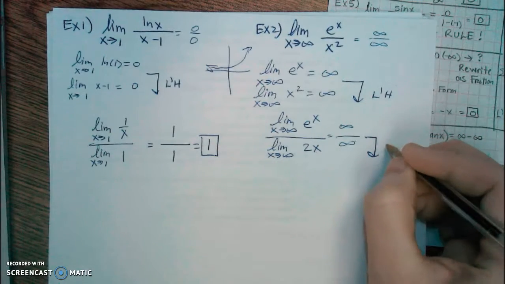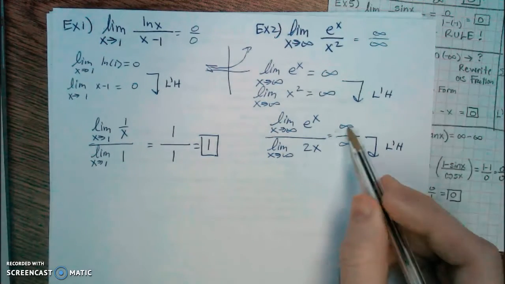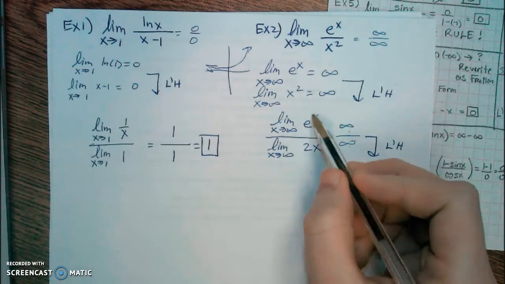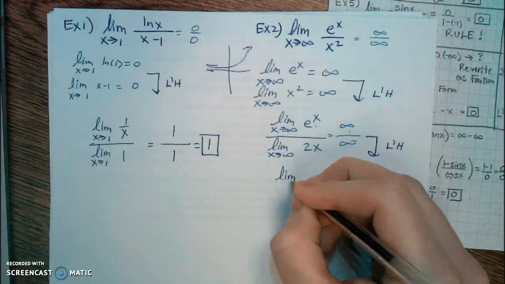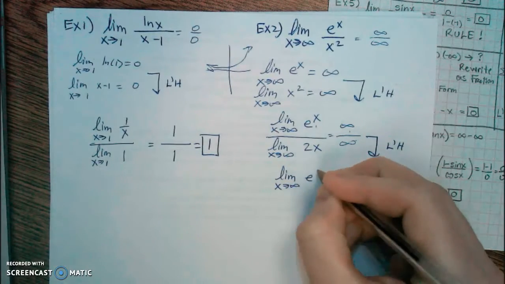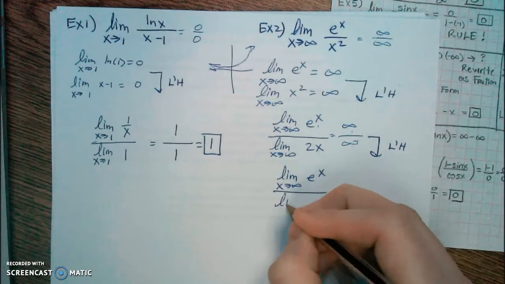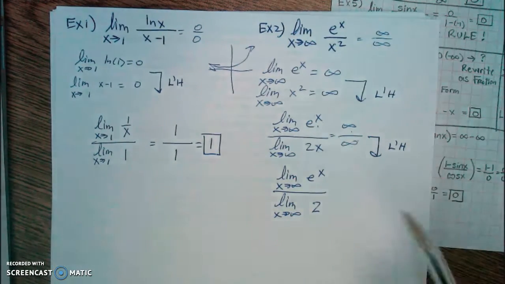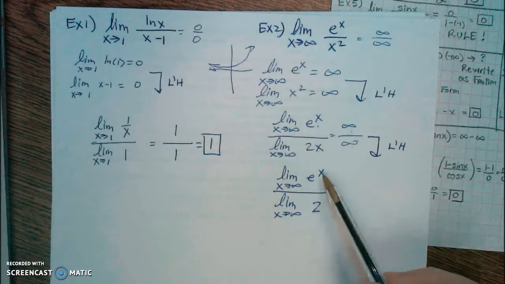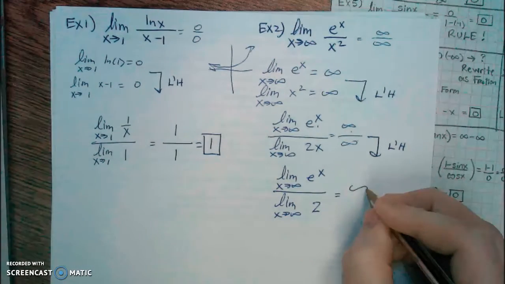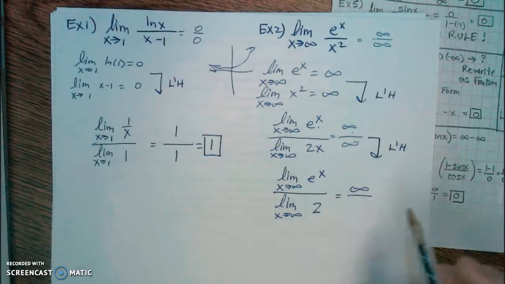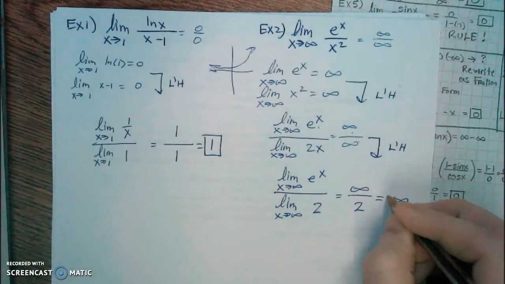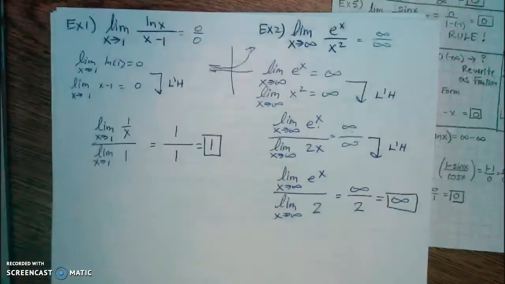So we're going to use L'Hopital again because we have infinity over infinity. So the derivative of the top is still going to be e to the x. And the derivative of the bottom is now going to be 2. So here we're going to have e to the infinity is infinity. The limit of 2 is 2. Infinity divided by 2 is infinity. So that would be our answer.